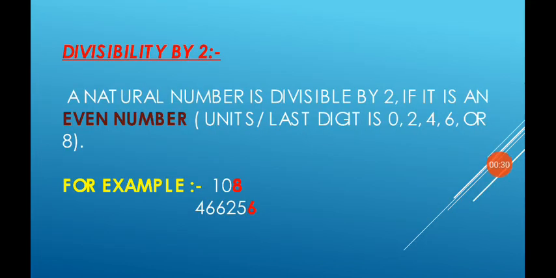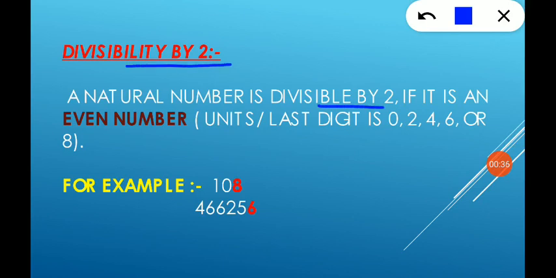The first rule is divisibility by 2. Any number is divisible by 2 if it is an even number. Remember, if it is an even number, then it is divisible by 2. An even number means the units or last digit is 0, 2, 4, 6 or 8. For example, 108: the unit place digit is 8. Hence it is divisible by 2.